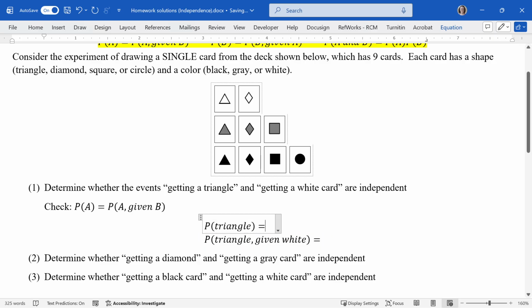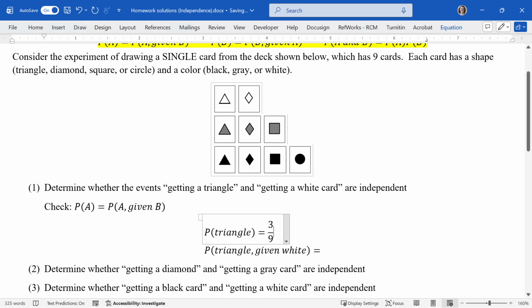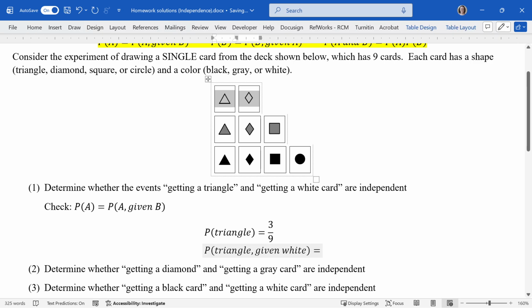So what is the probability of getting a triangle? There's 3 triangle cards and there's 9 total cards. So this is 3 out of 9. Now what's my probability of getting a triangle card if I know that the card is white? If it's given that it has to be a white card. So if I'm able to somehow see the colors and I make sure I grab a white card, what's the probability that it's a triangle? Now that's 1 out of 2.